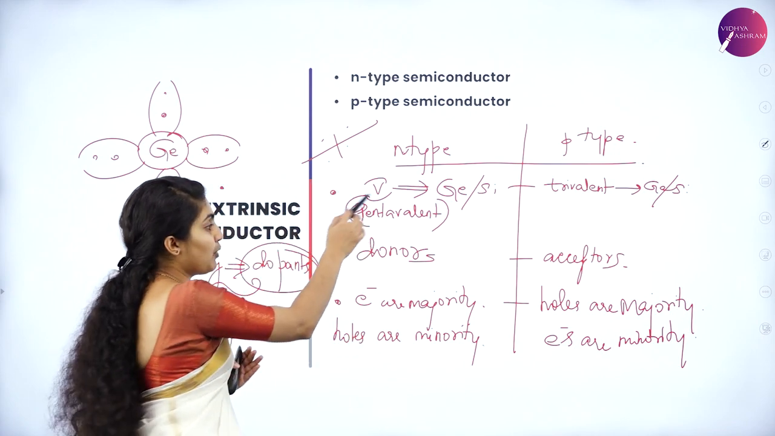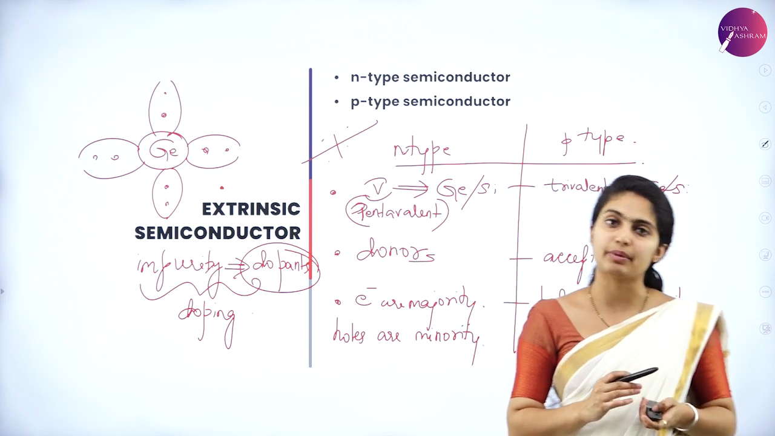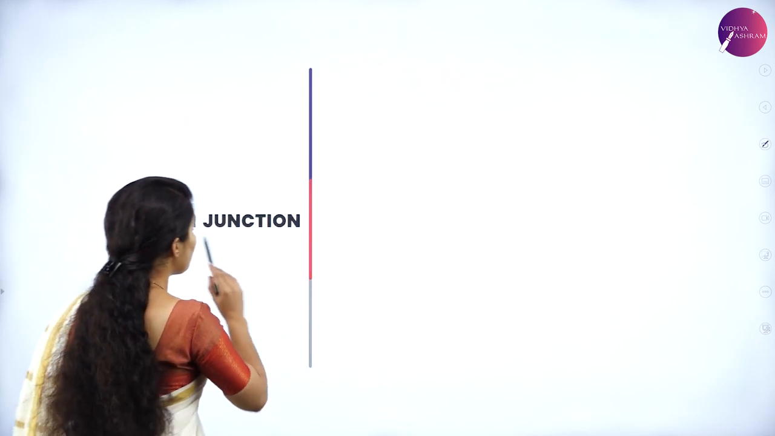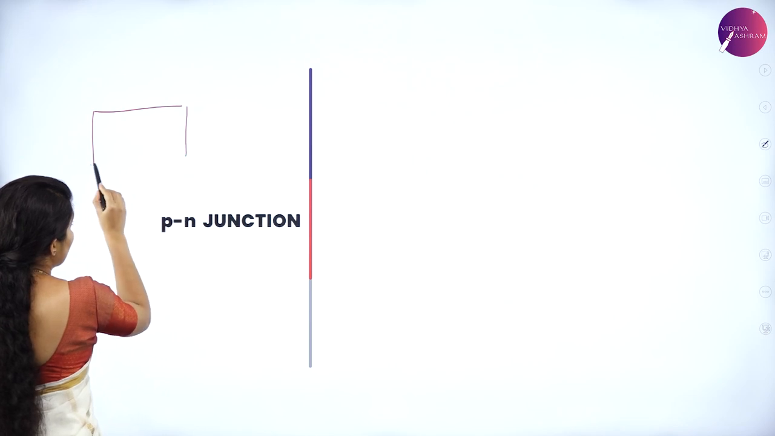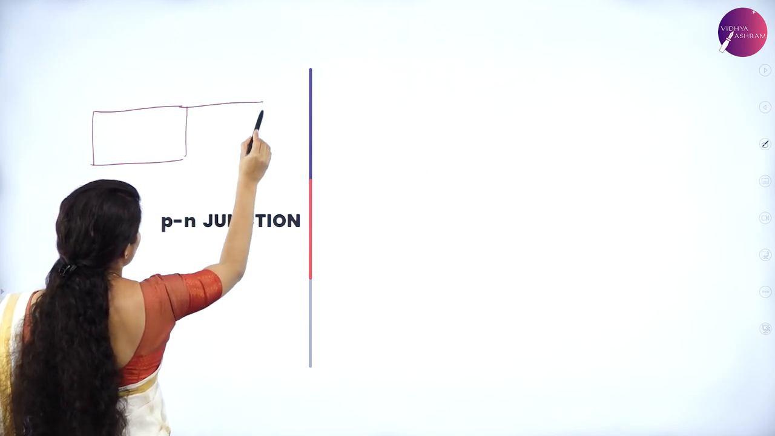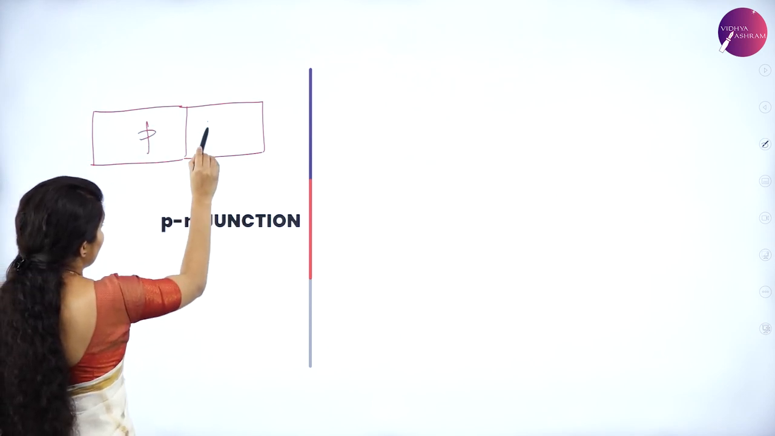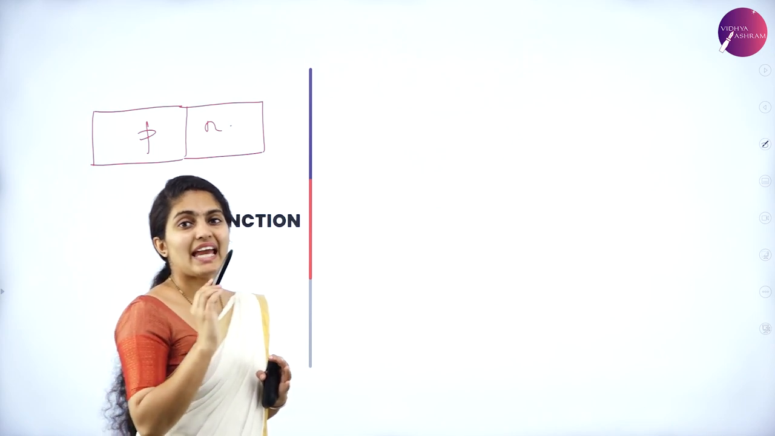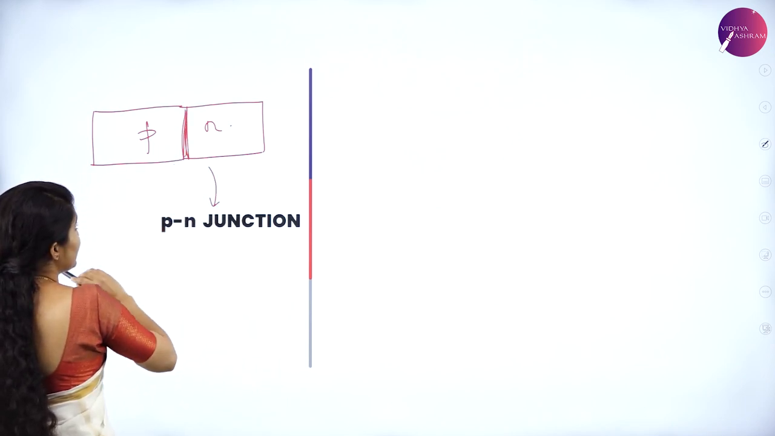So this is very important. You will have to know the difference between N-type semiconductors and P-type semiconductors. And going on with this, let us study the P-N junction. In the P-N junction, you have P-type semiconductors and N-type semiconductors, both fused together. This junction that is created is called a P-N junction.